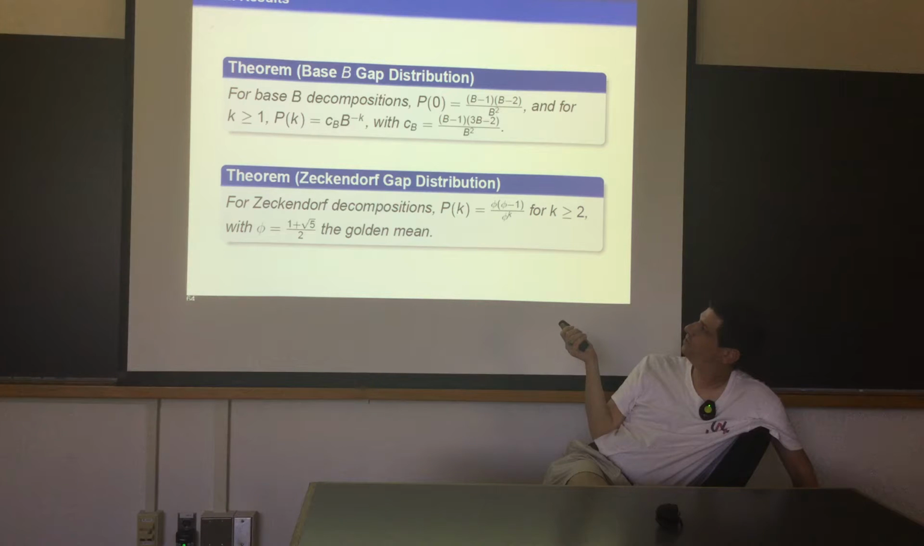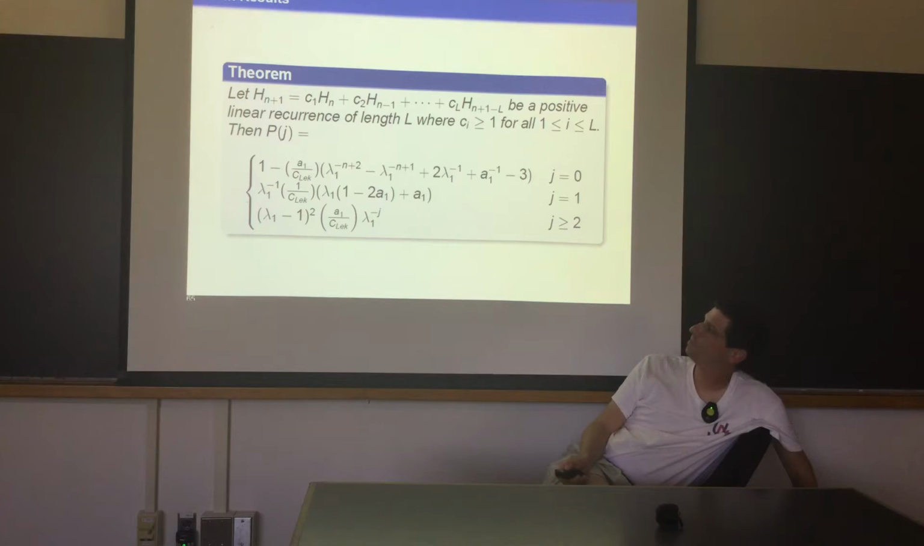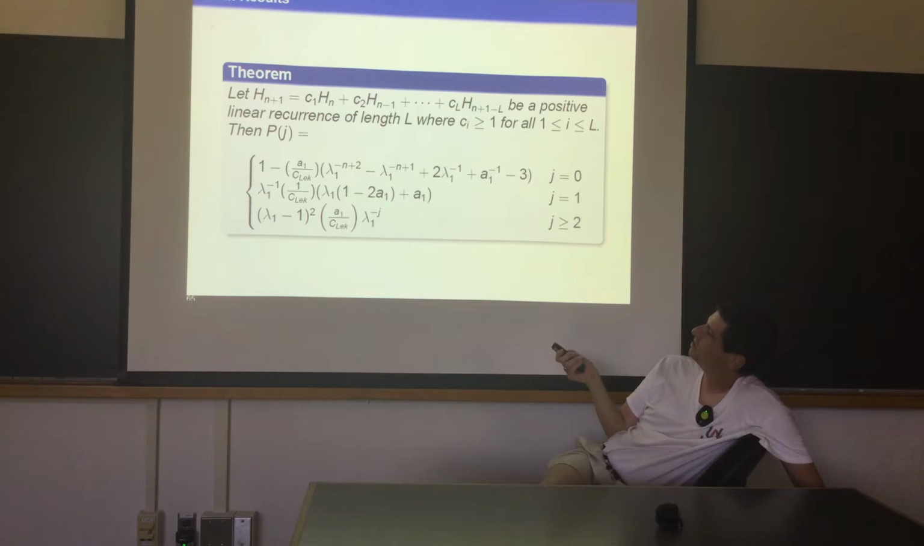For the Zeckendorf, for the Fibonacci case, phi over phi minus 1 can be simplified to 1. That was not corrected there. And you get this nice geometric decay. And then the general case over here, as long as c1 is positive, we have an explicit formula for what it is. It's geometric decay once the gap is length at least 2.